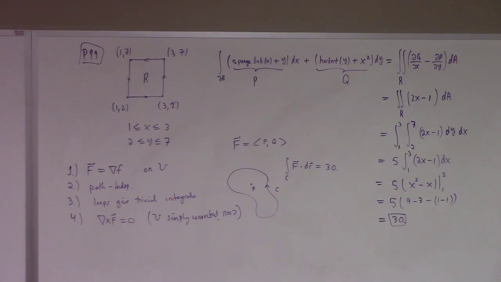Let's see here. Anyway, so x bar, what you do is 1 over the length of the curve, the integral of x ds.